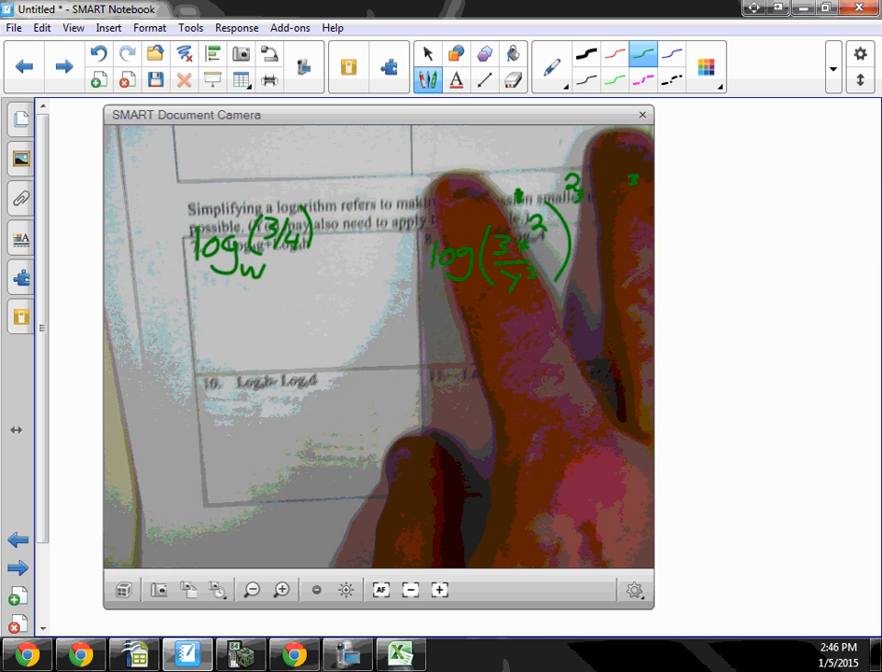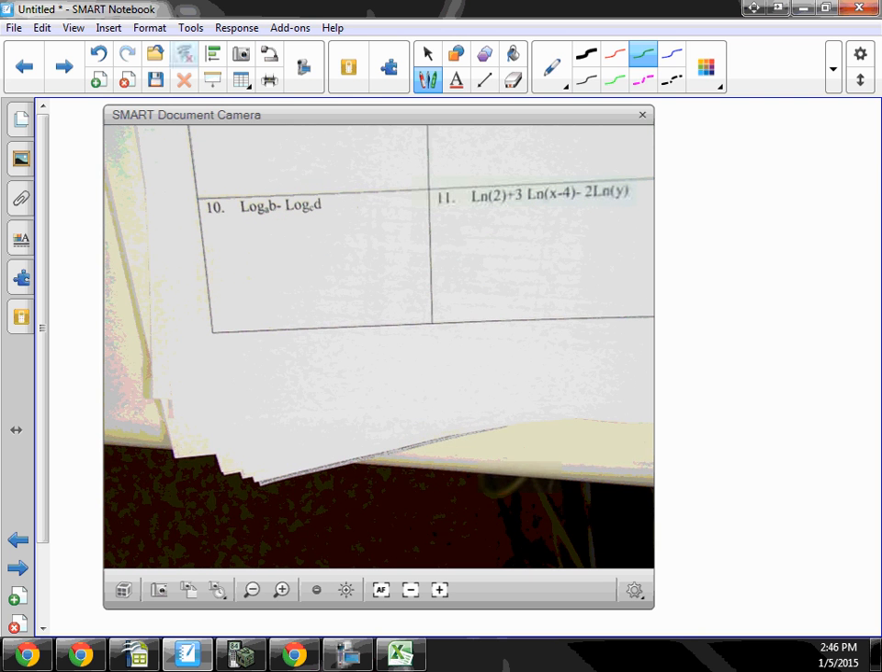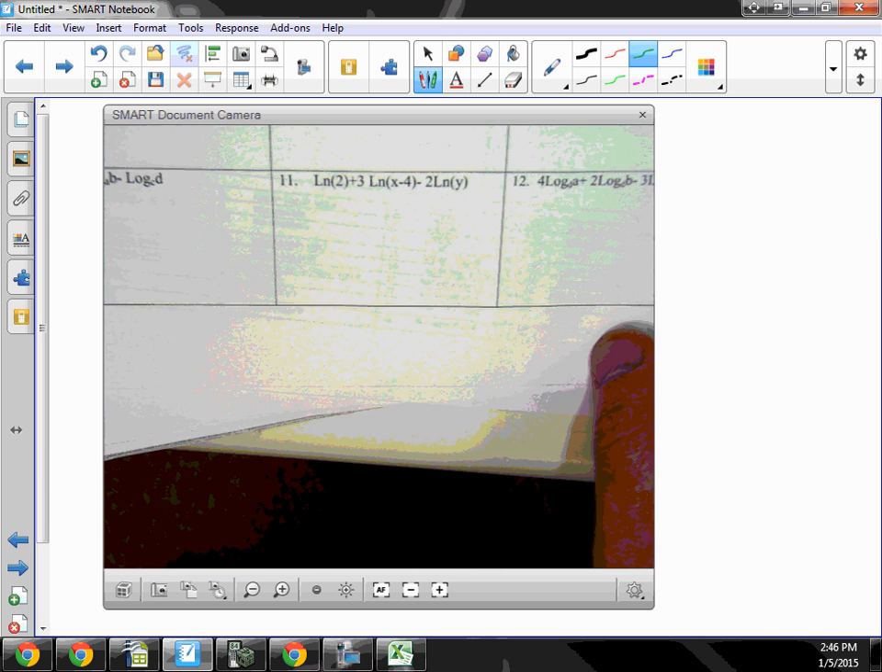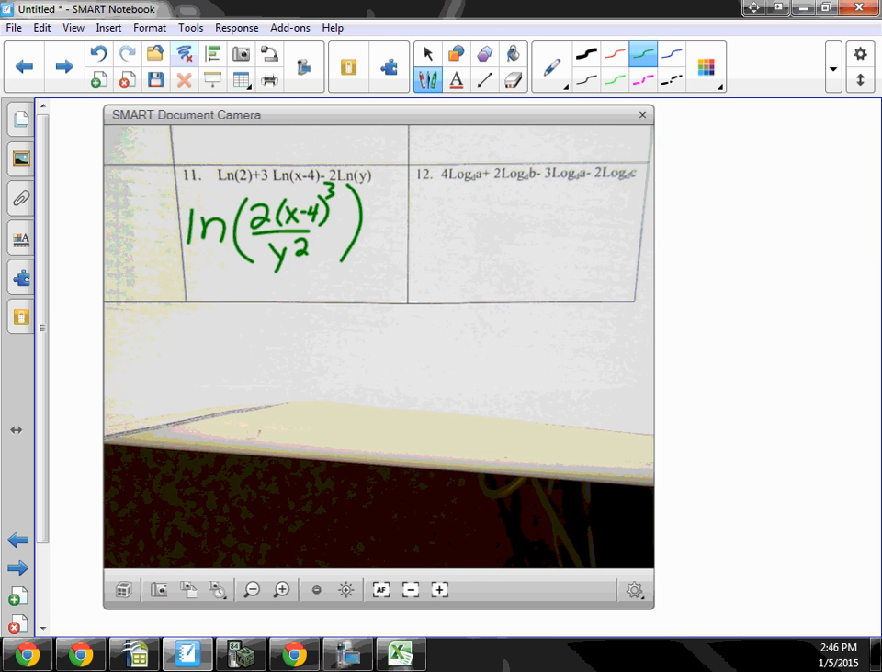Okay, number 10. What do we do with 10? Nothing. The bases are not the same, so we cannot combine the exponents. Okay? Then number 11, I'm just going to do this all in one step. ln, what goes on top? 2 times x minus 4 cubed over y squared. Does that make sense?